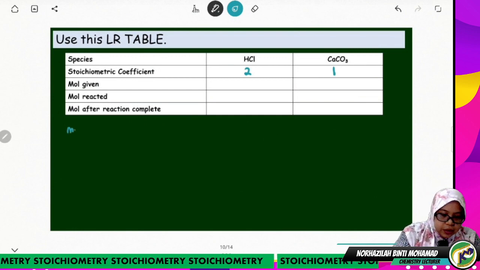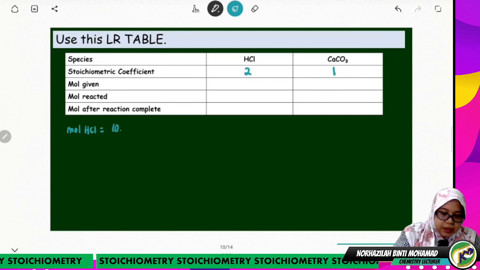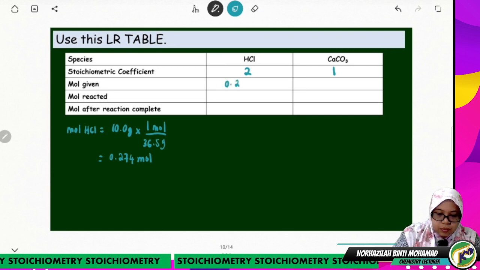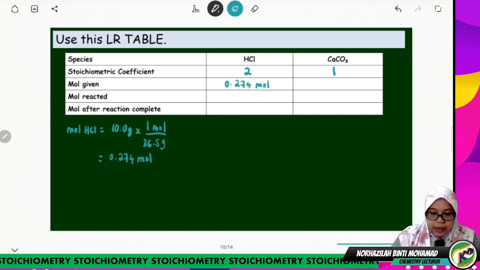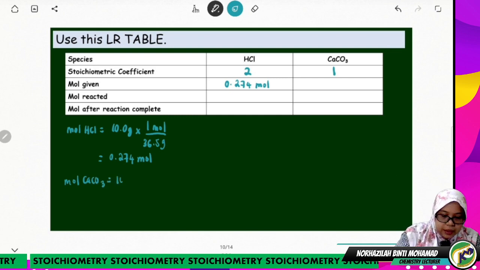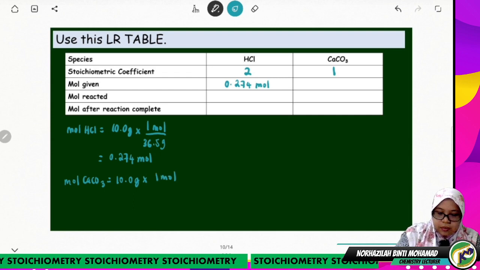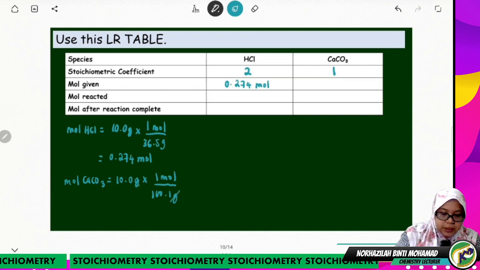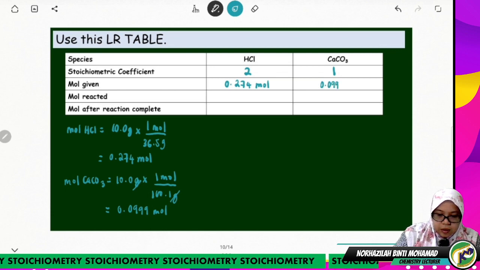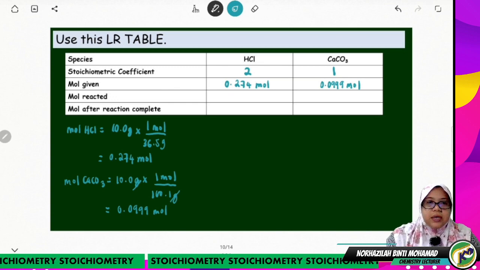Okay, mole given means the mole of HCl given in the question is 10 gram times 1 mole divided by 36.5 grams. So we will get 0.274 mole. Okay, how about calcium carbonate? So mole of calcium carbonate is equal to 10 gram times 1 mole divided by 100.1 gram. So cancel the unit of gram. We will get 0.0999 mole. So that is the mole of calcium carbonate given.